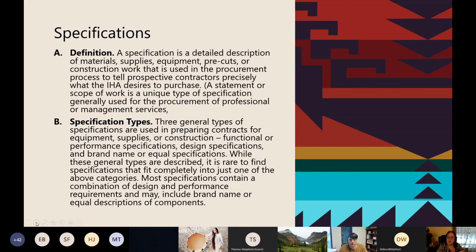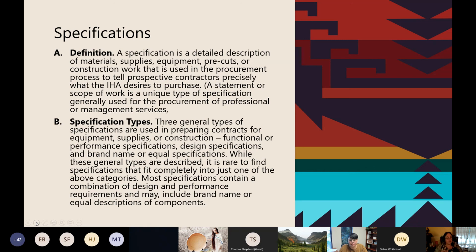Your definition: a specification is a detailed description of your materials, supplies, equipment, pre-cuts, construction work, that's used in your procurement process to tell prospective contractors precisely what you, as your housing entity, desire to purchase. A statement of work is a unique type of specification generally used for the procurement of professional and or management services. There are different specification types.